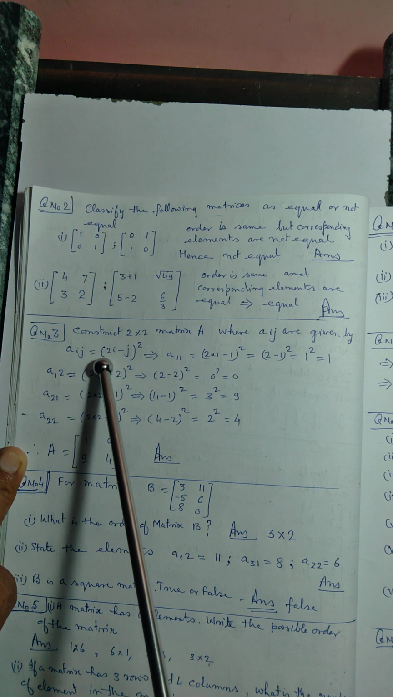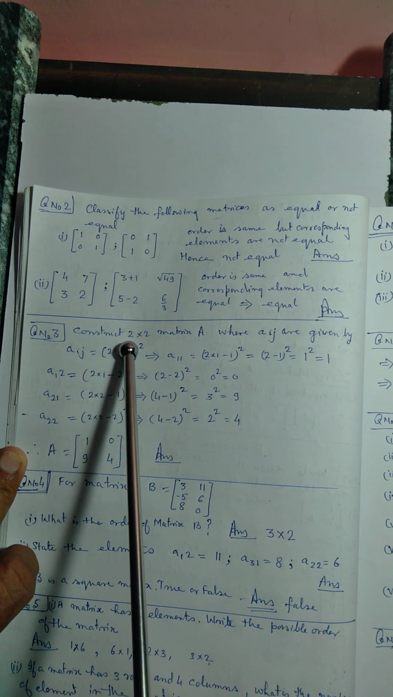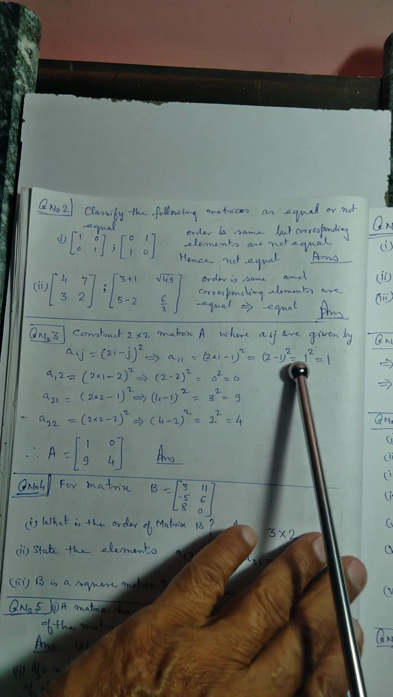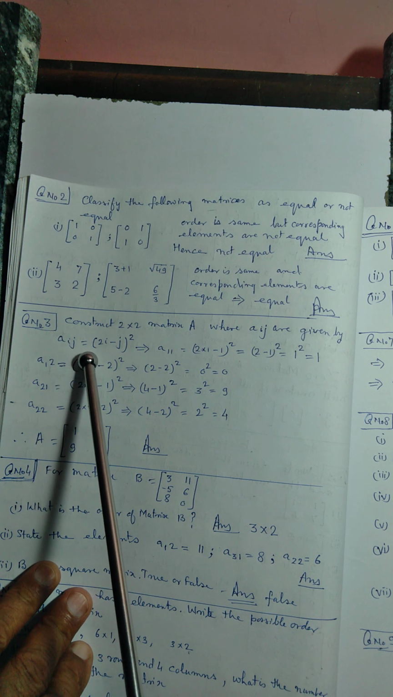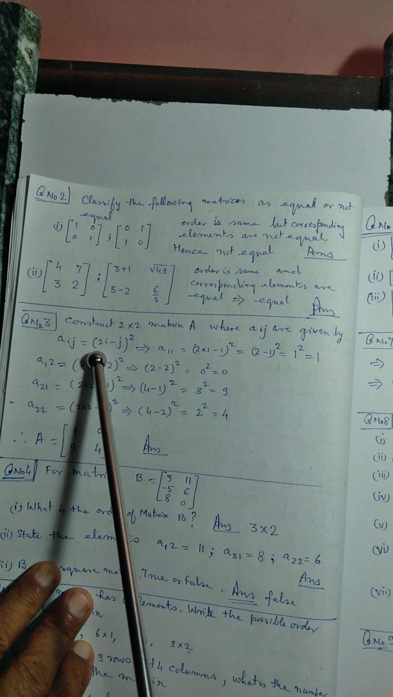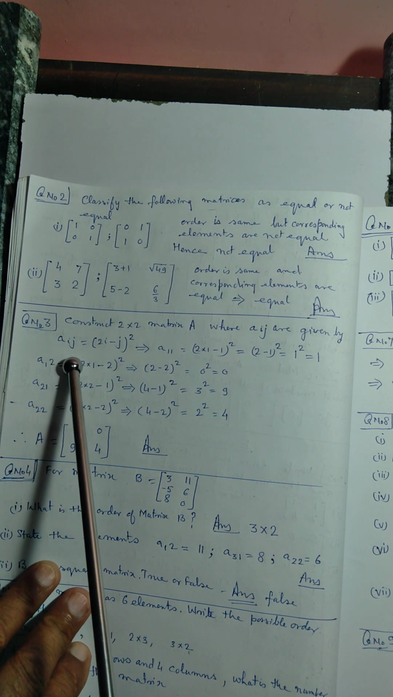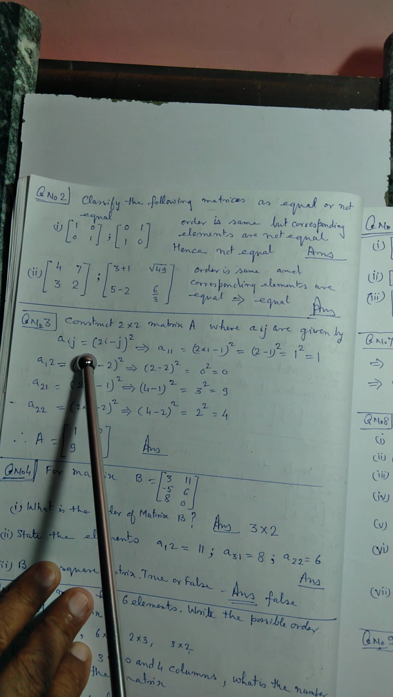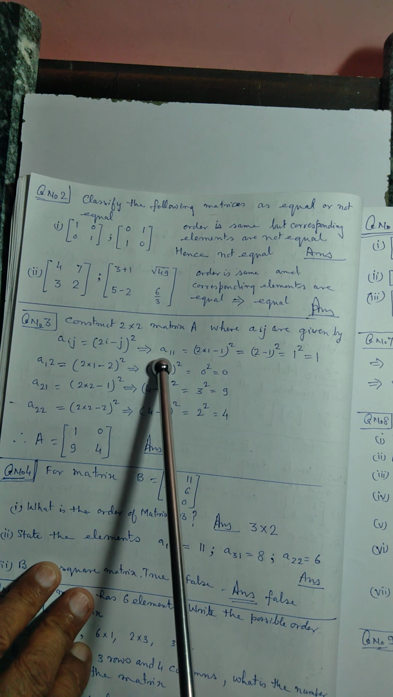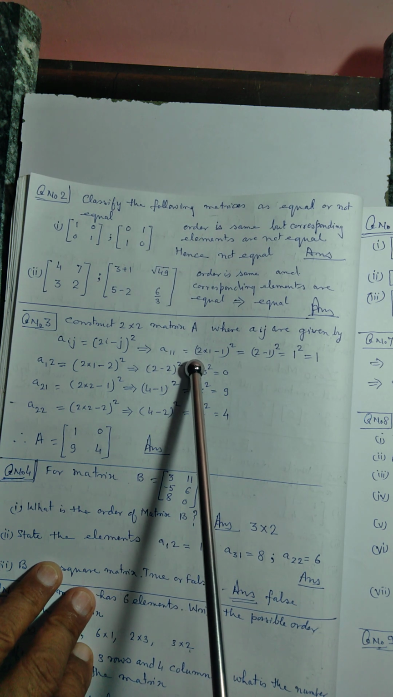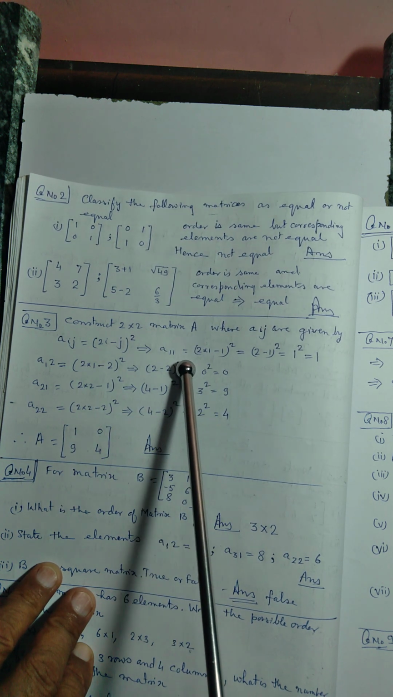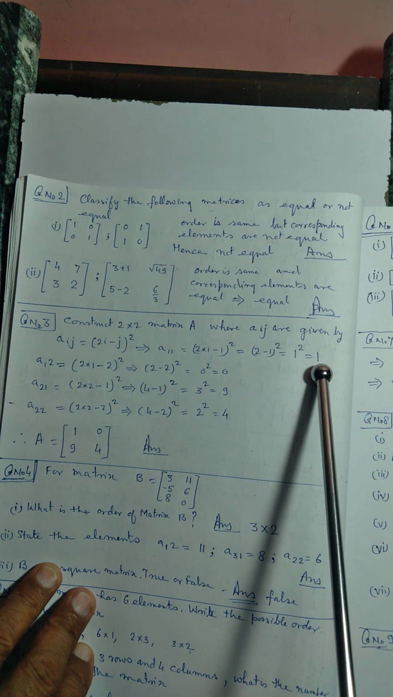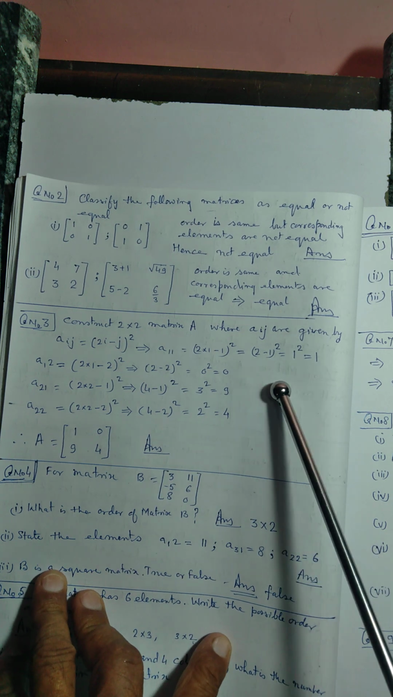Now come to question number 3. You see, construct a 2 into 2 matrix A where a ij is given by a ij equal to 2 into (i minus j) whole square. Means if you want to find the first row, first column element, then in place of i just put 1, and for j just put 1. You see a 1 1 means the first row, first column element. That is 2 into (1 minus 1) whole square. Solve it, you will get 2 minus 1 whole square, that is 1 square, again 1. So your first row, first column element will be 1.